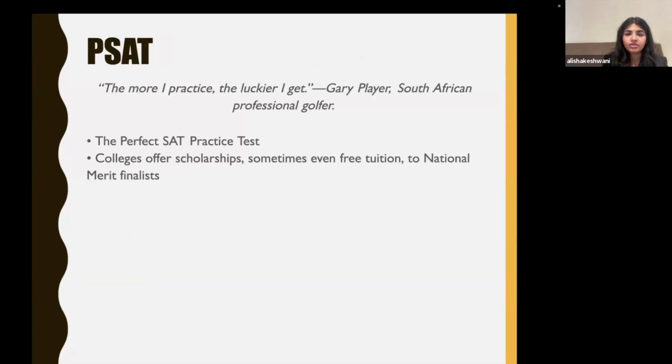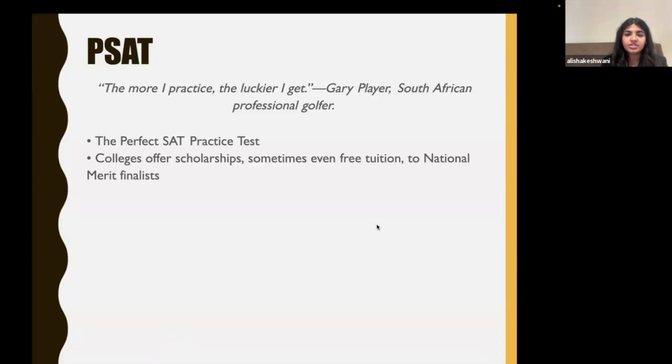So a little bit more about the PSAT. Colleges offer scholarships, sometimes even free tuition, to National Merit finalists. A lot of the times, based on what school you go to, you'll have the PSAT offered in ninth and 10th grade, which is the grade most of you all are in. So it's a really good resource to take it during those years if you're allowed. And then in 11th grade, you'll actually be taking the PSAT to qualify for National Merit.